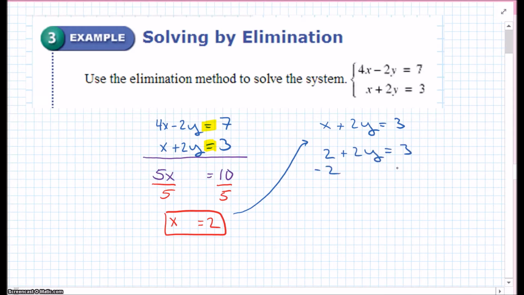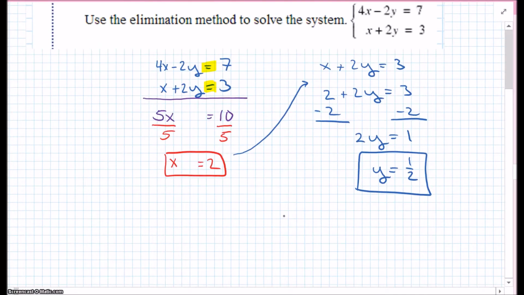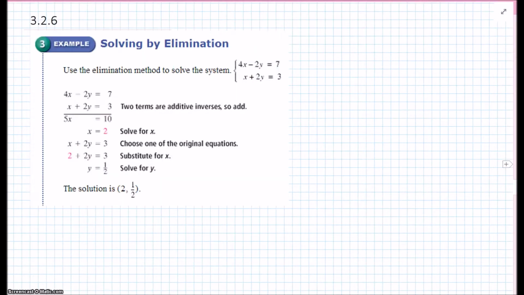I'm going to subtract 2 from each side. I'm going to get 2y equals 1. Divide each side by 2. Y equals 1/2. Okay, and you can plug that into either equation. You're going to find out it works. So, again, you'd write your solution set as 2, 1/2.